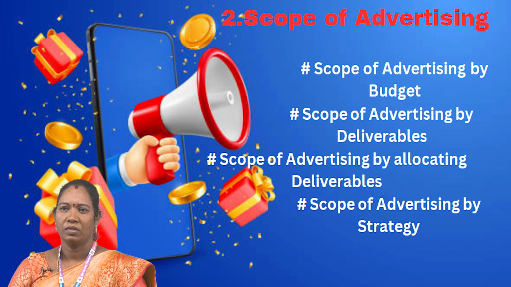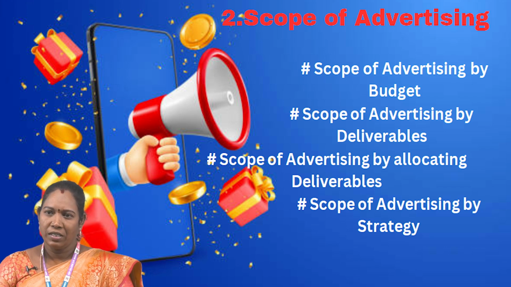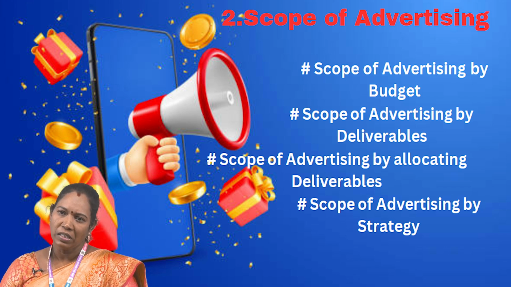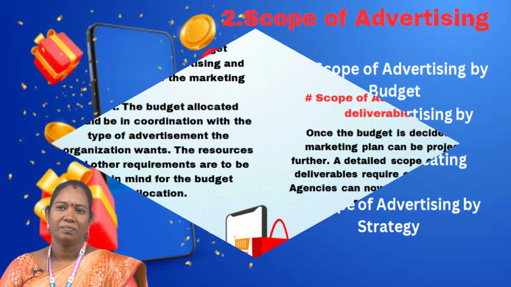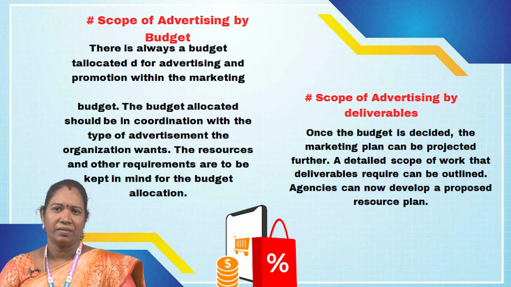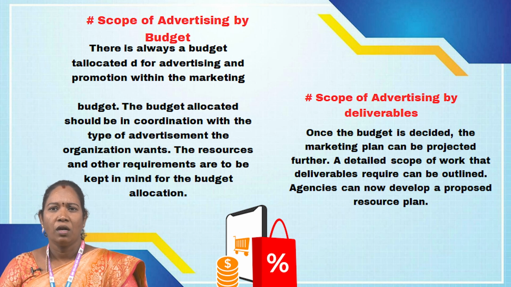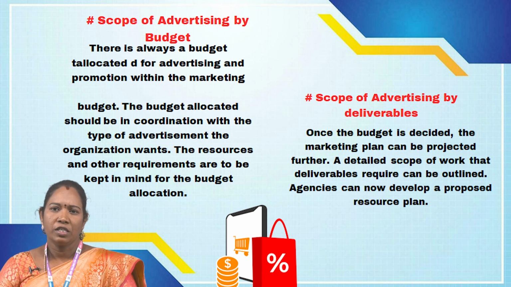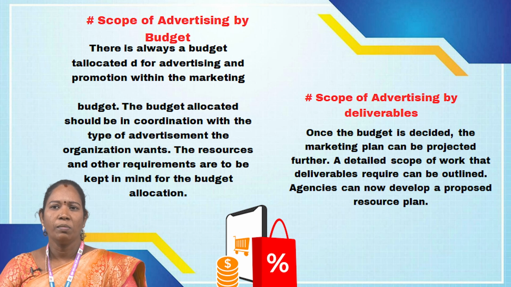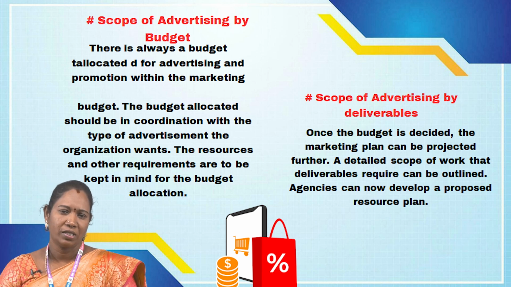Scope of advertising. First is scope of advertising by budget. Second one is scope of advertising by deliverables. The next one is the scope of advertising by allocating deliverables. And the last one is the scope of advertising by strategy. First one is the scope of advertising by the budget. There is always a budget allocated for advertising and promotion within the marketing. The budget allocated should be in coordination with the type of advertisements and the organization's wants. The resources and other requirements are to be kept in mind for the budget allocation.